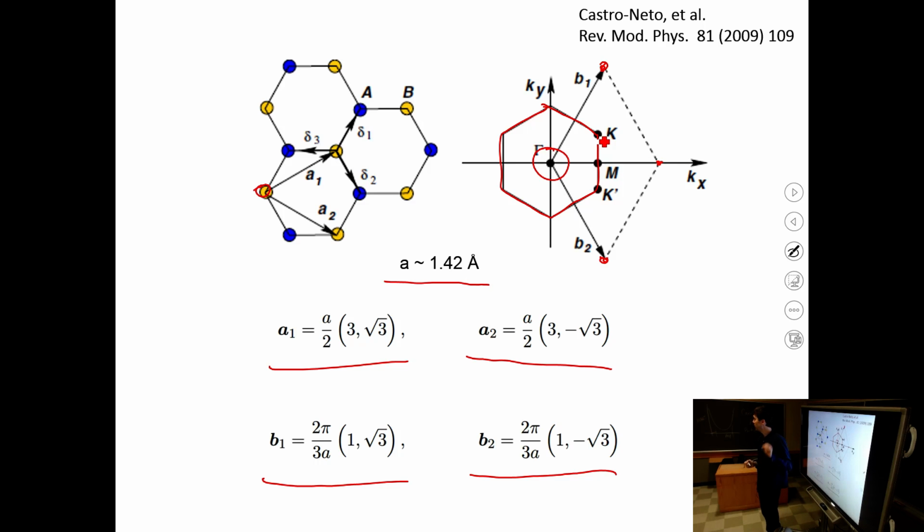Gamma is the name of the point in the center of the first Brillouin zone, as we already saw before. So that's a k equals 0 point. And interesting points that we're going to want to look at are these K and K prime points. K and K prime points will play a huge role in the graphene band structure. I will tell you a little bit later on why they're called K and K prime and what's the difference between them.